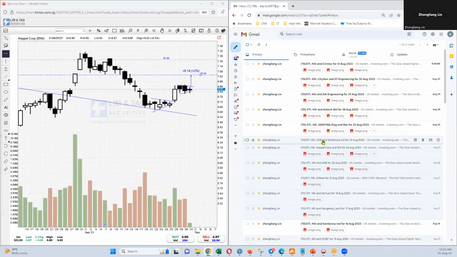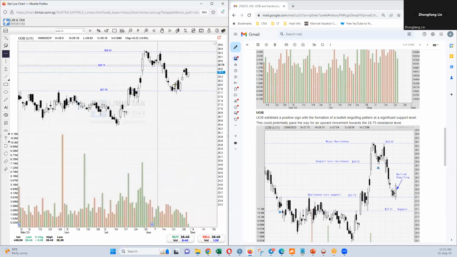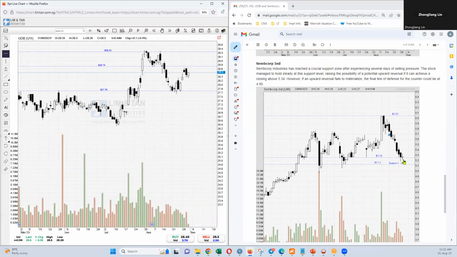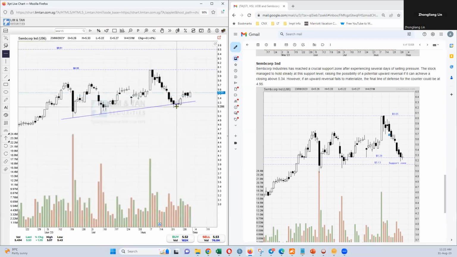Then I have UOB and Sembcorp. For UOB, I mentioned a bullish engulfing pattern and moving towards 28.75 resistance. Let's see whether it has hit there already. Okay, it's almost there. There was some pullback yesterday, so today there's some recovery. Let's see whether UOB can continue higher towards this 28.75 resistance. Sembcorp was targeting a rebound from the support at 5.26. Let's see whether Sembcorp Industries is doing well. Sembcorp right now is above the support, as I highlighted in the email, and right now it's at 5.53.